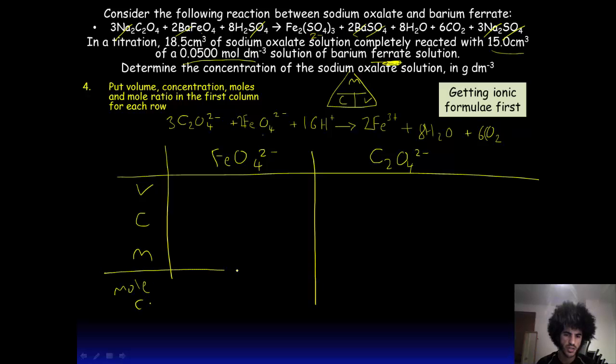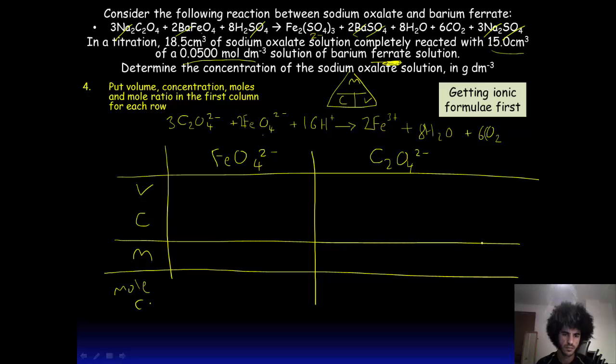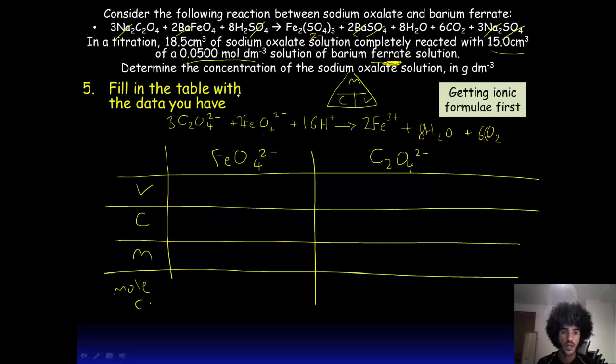Next step is volume, concentration, moles, and mole ratio. Okay, and I'm just going to put the lines for it just to prepare my table. Next step, fill in the table with the data you have. Now I know that I've got 18.5 centimeter cubed of sodium oxalate. So it's 18.5, which we have to put into decimeter cubed, right? So 0.0185 decimeter cubed. I also have 15 centimeter cubed of the ferrate. I need to convert it to decimeter cubed by dividing by 1,000, so 0.015 decimeter cubed. I also have this as the concentration for my ferrate, which is 0.05.